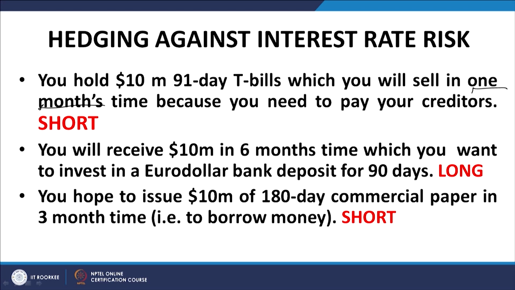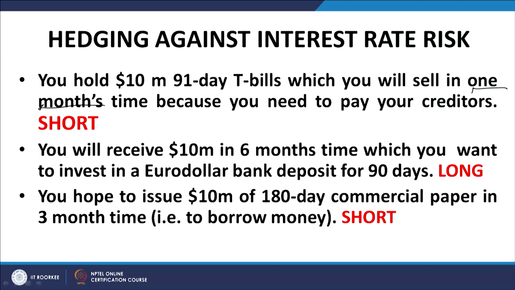So, what you do, because you have a long position in these T-bills, you take a short position in T-bill futures, and thereby what will happen? If there is a rise in interest rates, as a result of which the price of your portfolio falls, that rise in interest rates will also be reflected in the price of the T-bill futures. Rise in interest rates will make the T-bill futures cheaper, and because you have a short position in the T-bill futures, you will make a profit on the futures position, which will compensate you for the loss that you make in the spot market.